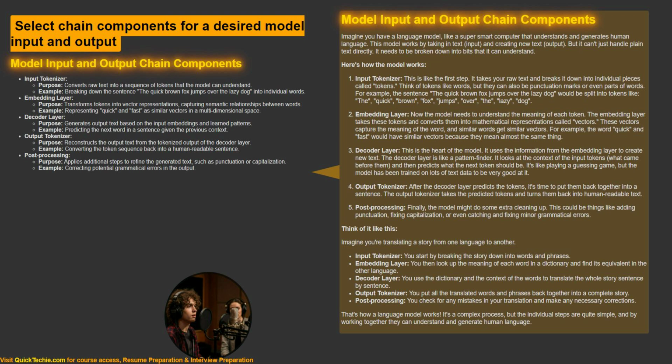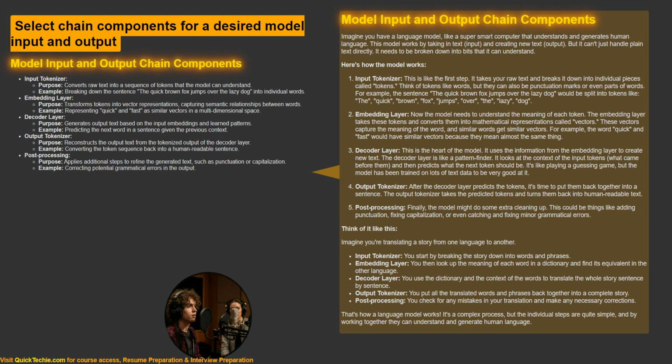2. Embedding layer. Now the model needs to understand the meaning of each token. The embedding layer takes these tokens and converts them into mathematical representations called vectors. These vectors capture the meaning of the word, and similar words get similar vectors. For example, the words quick and fast would have similar vectors because they mean almost the same thing.